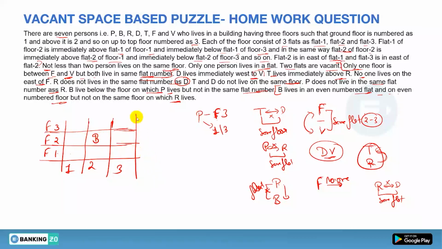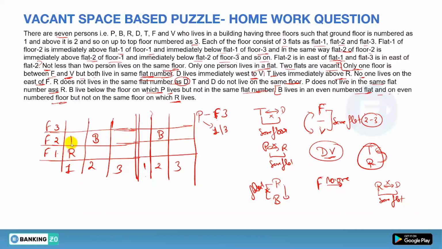So here I am making the second possibility. This is flat number 1, 2 and 3. This is the floor. So B is obvious here. Is it clear? Now what is the possibility that either R or T is here, or R or T here? Is it clear or not?